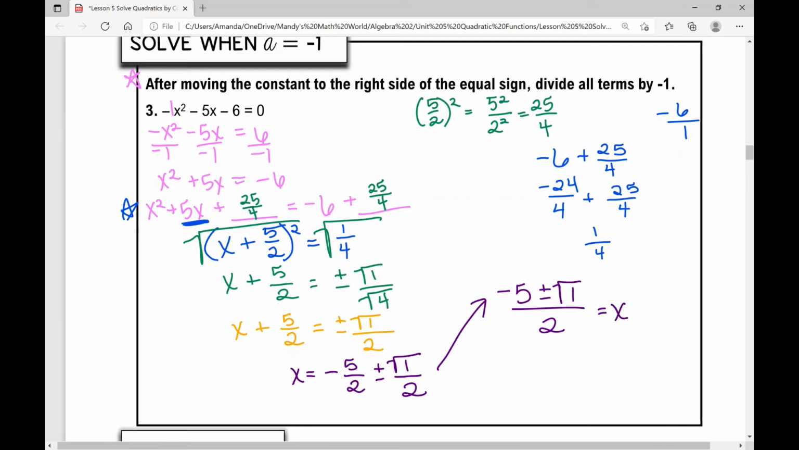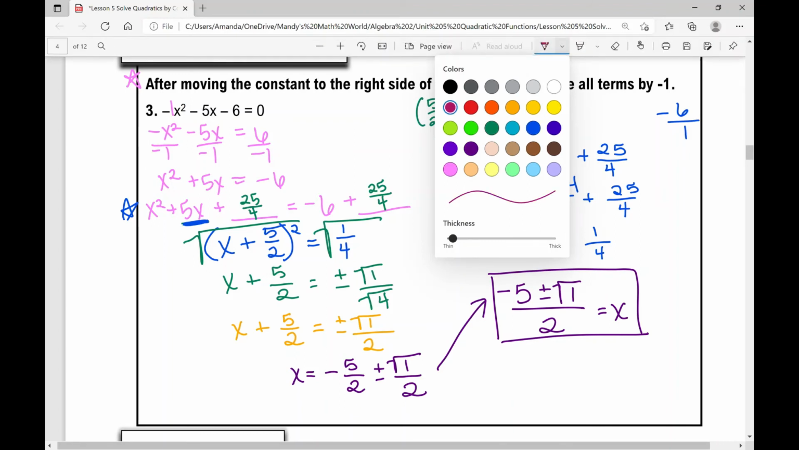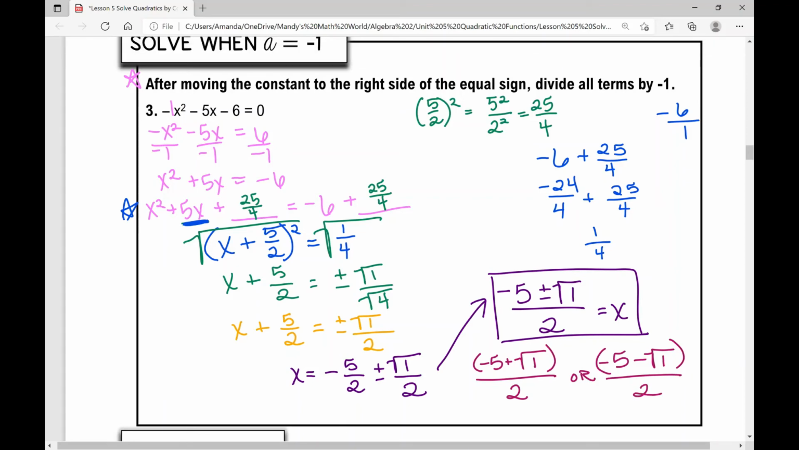and that equals x. And again, if you want to plug it into your calculator and approximate your decimal value of this, let's see. You would do negative 5 plus the square root of 1, arrow out, close parentheses, divided by 2, or negative 5 minus the square root of 1, arrow out, close parentheses, divided by 2. And that would give you your decimal, right? But you would need to round it.